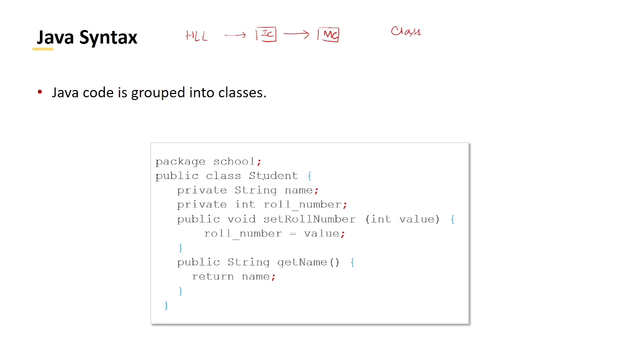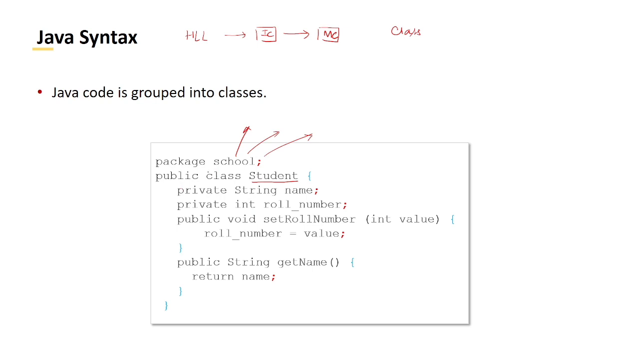So we have a class called student. For now, you can skip this package school, or you can think that there is a package school, and inside that school there are different classes. So there would be some teacher class, then there would be, let's say, an employee class, then there would be some principal class, and so on and so forth. So inside that package school we have a student class.